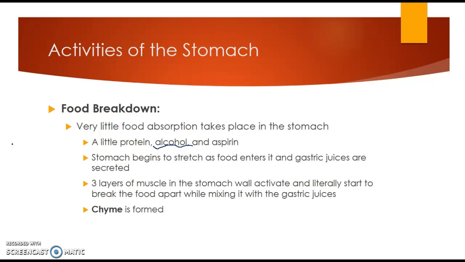The stomach also begins to stretch as food enters and the gastric juices are secreted. Something really cool about the stomach is you have three layers of smooth muscle that run in all different directions so that you can really churn the food with that gastric juice and create chyme, which is the food once it's now mixed with those gastric juices.